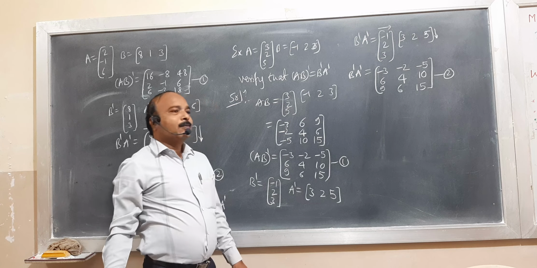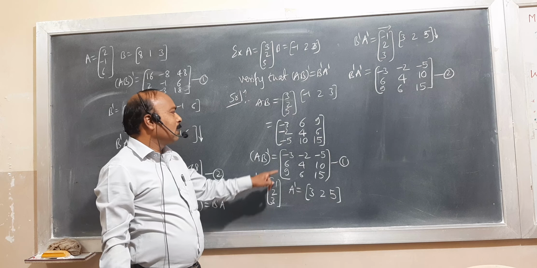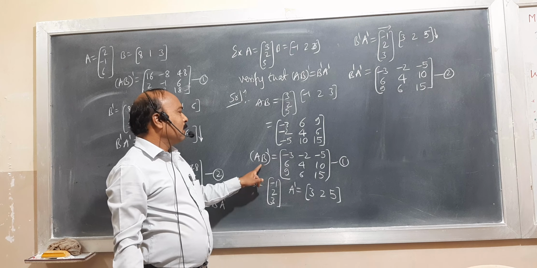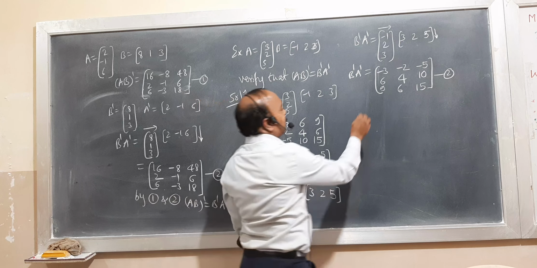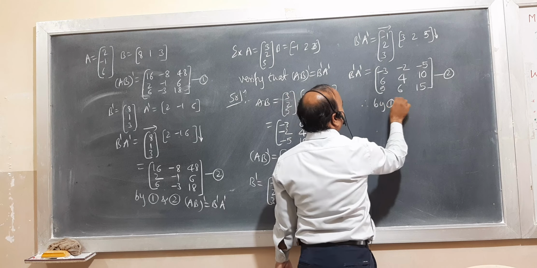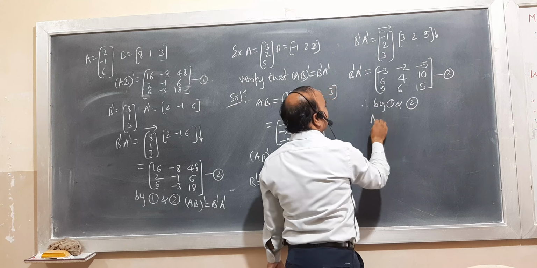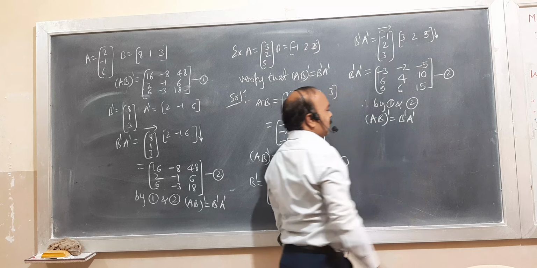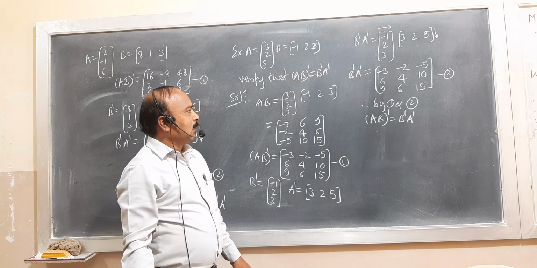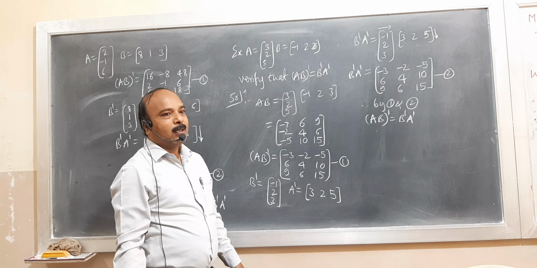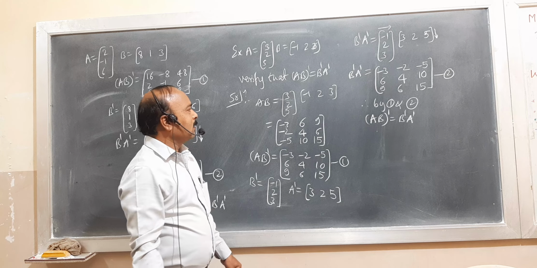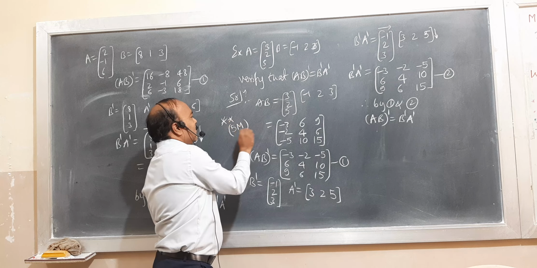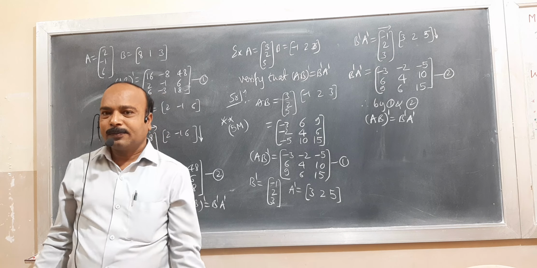Now we observe from 1 and 2 that the right hand side values are equal. Therefore the left hand side values must be equal. Therefore by 1 and 2 we conclude that (AB)' equals B'A'. Now it is the verification of the example. As I told, this type of example is very important for a 5 mark question.